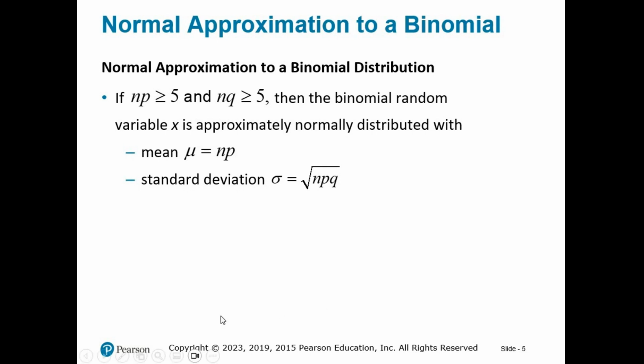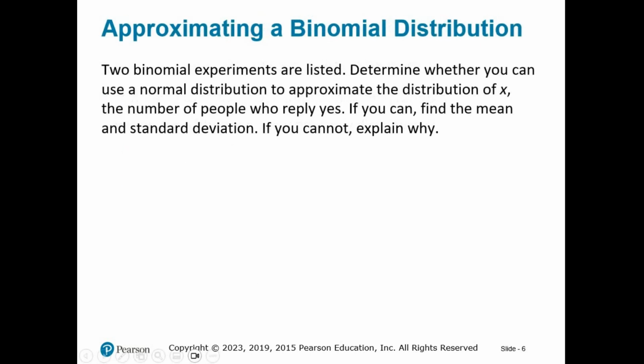Let's do a few examples of just finding the mean and standard deviation to get a feel for how this works. Two binomial experiments are listed. Determine whether you can use the normal distribution to approximate the distribution of x, the number of people who reply yes. If you can, find the mean and standard deviation. If you can't, explain why.